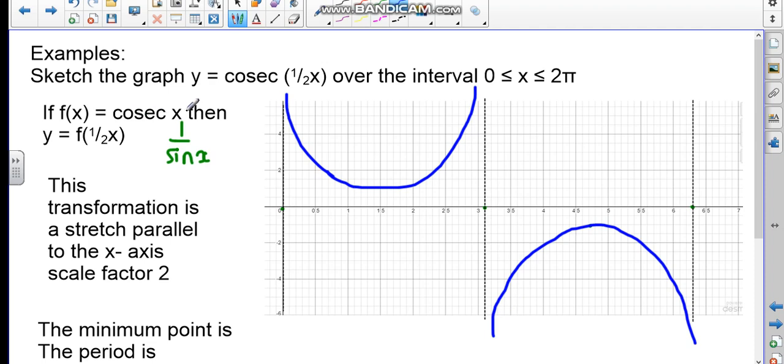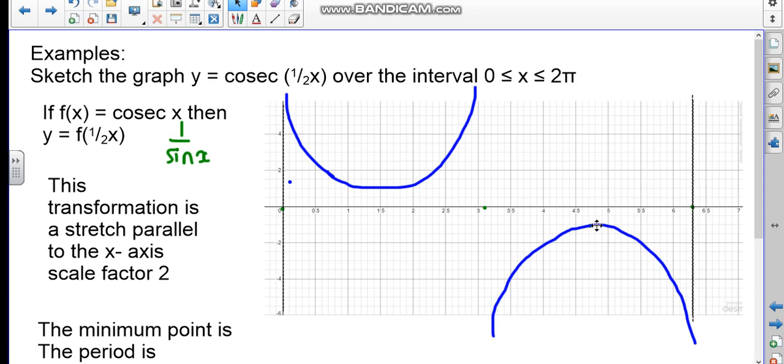That's not the one I need. What I need is y equals cosec a half x. That is a stretch parallel to the x-axis, scale factor 2. That means everything's being stretched from the y-axis along this direction, and everything is getting twice as wide. So this asymptote here will be stretched. At the moment it's at pi, it's going to end up at 2 pi.